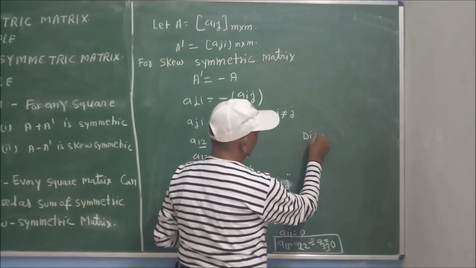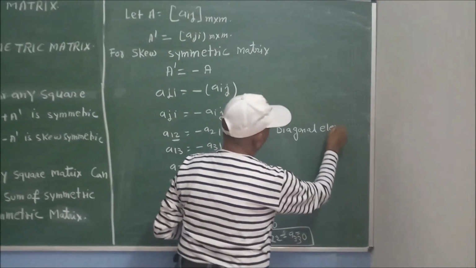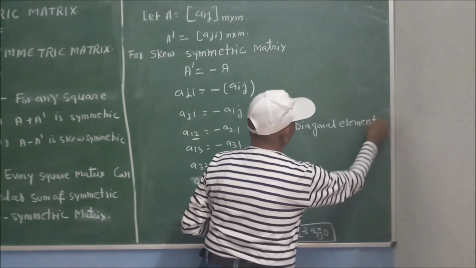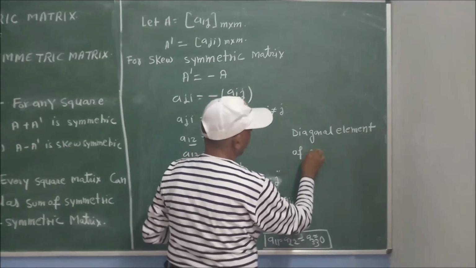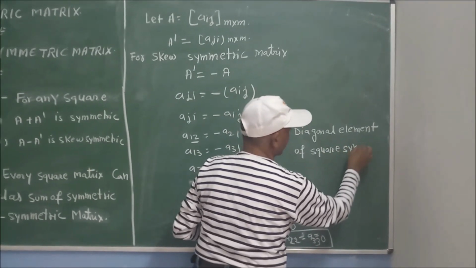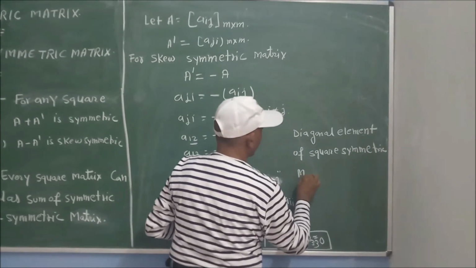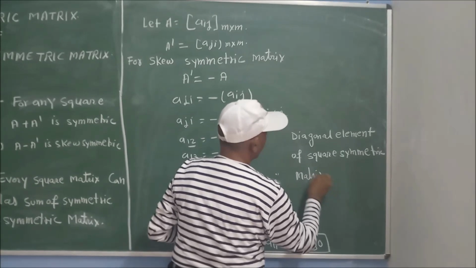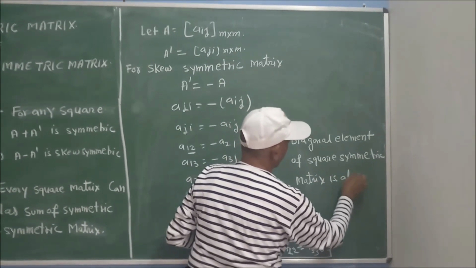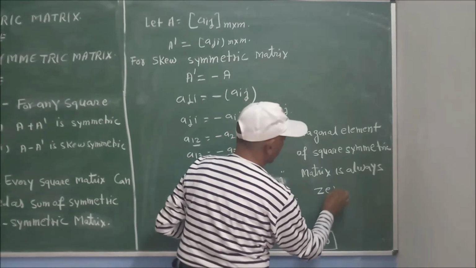This is an important result for you: the diagonal element of a skew symmetric matrix is always 0.